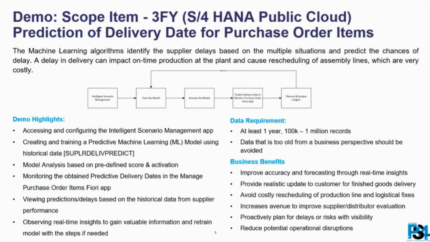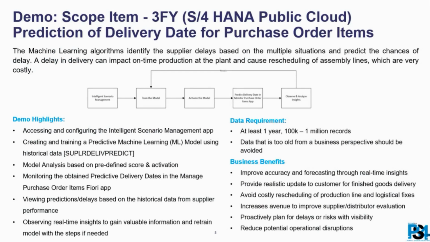Today we are talking about prediction of delivery date for purchase order items. This is scope item 3FY in S4HANA public cloud. Here the machine learning algorithms identify the supplier delays based on historical data, and we will showcase what parameters are used by the SAP standard out-of-the-box functionality.